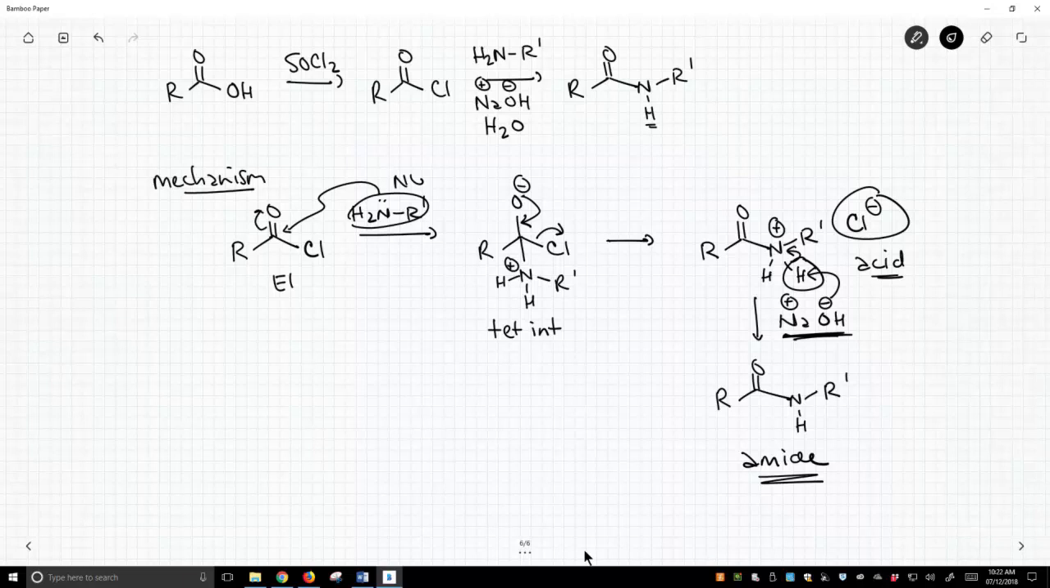If you go back and compare this to how we formed an ester, it's really the exact same reaction. A strong nucleophile attacks a carbonyl, you get a tetrahedral intermediate, then you kick out the chloride and you get your new acid derivative.